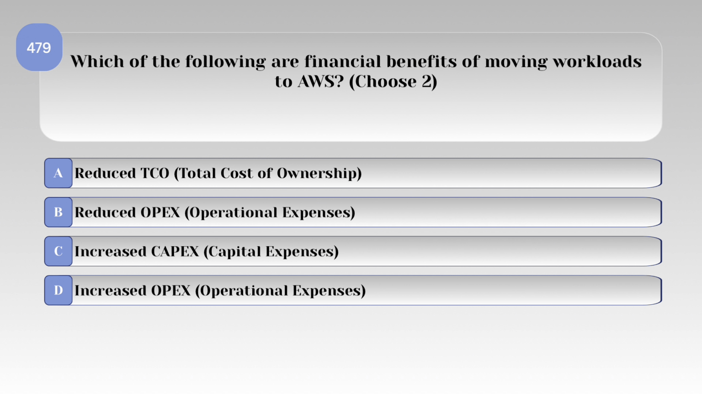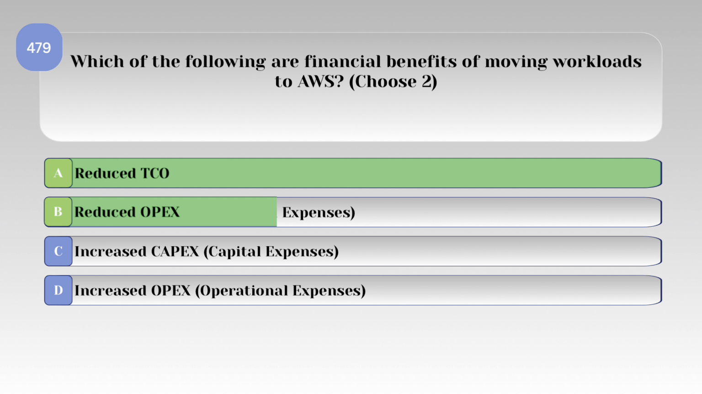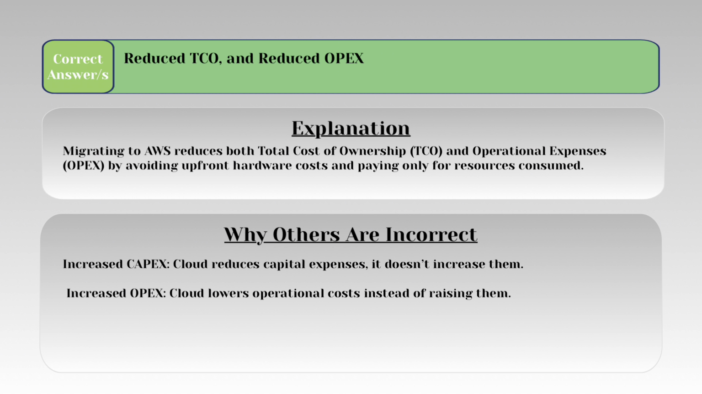Which of the following are financial benefits of moving workloads to AWS? Correct answers: reduced TCO and reduced OPEX. Explanation: migrating to AWS reduces both total cost of ownership and operational expenses by avoiding upfront hardware costs and paying only for resources consumed. Why others are incorrect?